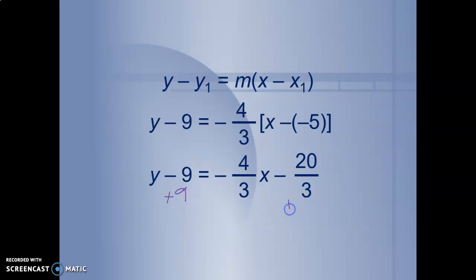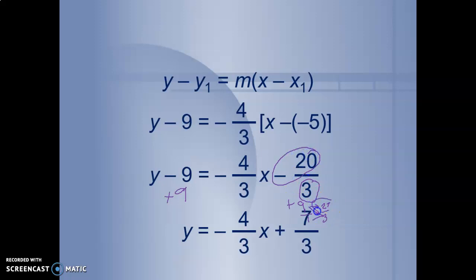Now, just like we did on the previous slide, we can't just add 9. We need to add 9, but written in a way that it has 3 as the denominator. So if I wanted to change 9 to a fraction with 3 as the denominator, I'm going to use that backwards Z. I'm going to go from 1 to 3, and 3 times 9 is 27. So 9 is the same as 27/3. Now I can combine those two things, and I get y equals negative 4/3 x plus 7/3, because negative 20 and positive 27 is a positive 7/3.